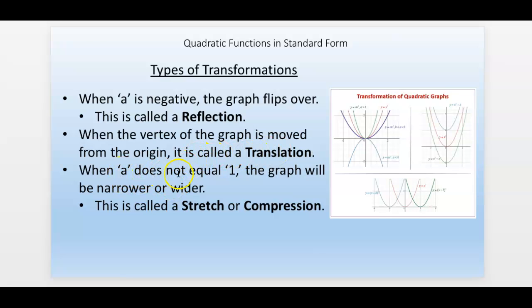And you'll remember when a does not equal 1, it could be a half, or it could be 2 or 3 or 4, the graph is narrower or wider. So it's either a stretch or a compression. Those are types of transformations, and you'll learn more about those when you get into geometry.